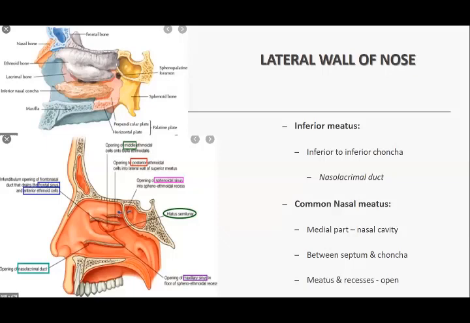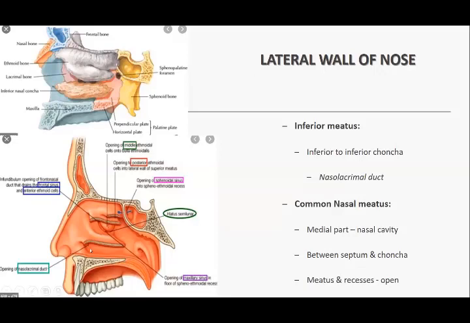वही nasolacrimal duct जो आपके medial end of the medial canthus of the eye से शुरू हुई थी, dilatation, lacrimal sac, और फिर into the lacrimal duct and opens into the inferior meatus of the nose. So this is the inferior meatus of the nose, where the nasolacrimal duct opens.